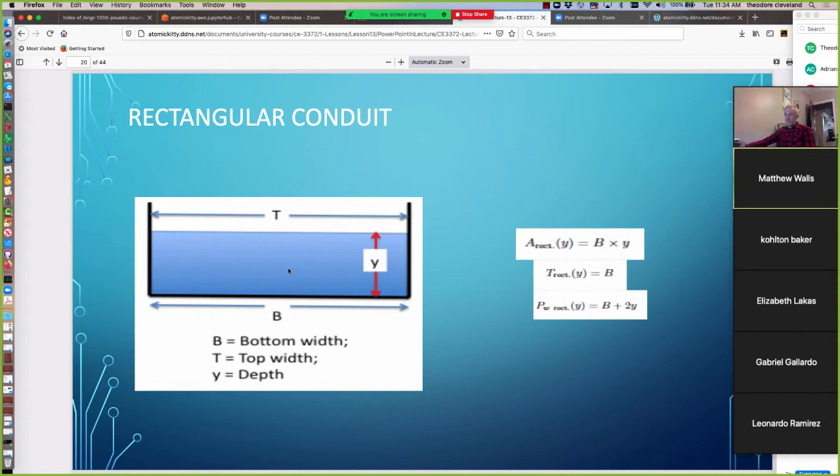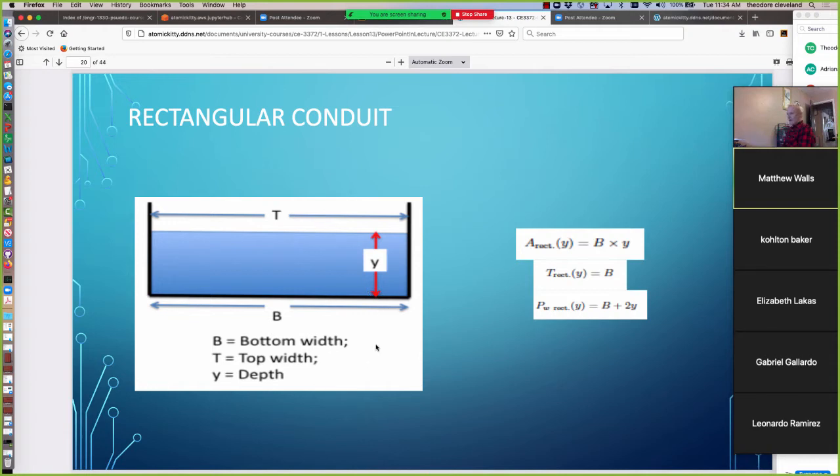The usual terminology is the bottom width of the conduit is the letter B. The top width, which is a property of the water, not necessarily the conduit itself, is shown here. And Y is the flow depth above the flowline bottom, which on a rectangular conduit that's flat like this one is going to be anywhere along the bottom.